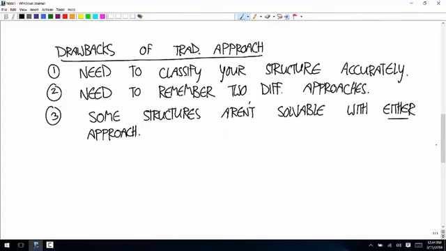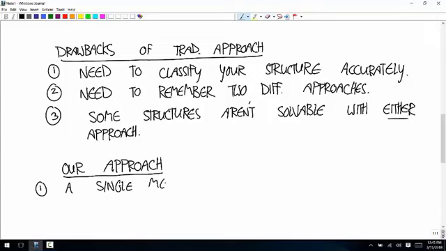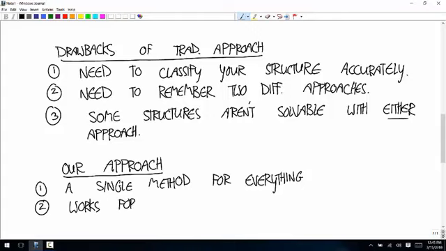Okay, so we're going to spend most of our time on our approach, which is a single method that works for everything. So you don't have to worry about remembering these two different approaches and classifying problems and stuff like that. It works for every kind of structure, so there are no gaps in this. Works for any structure.